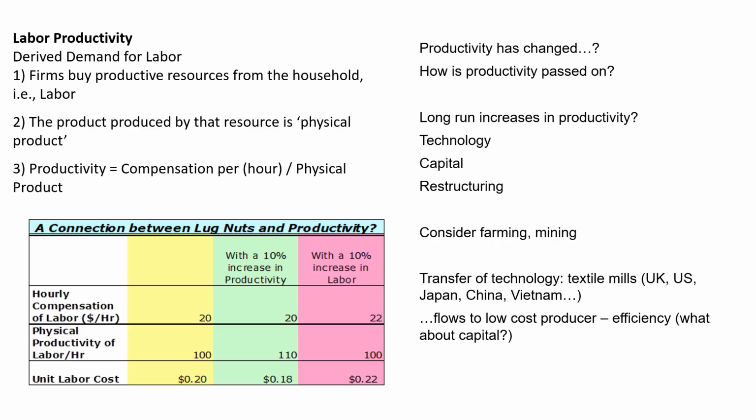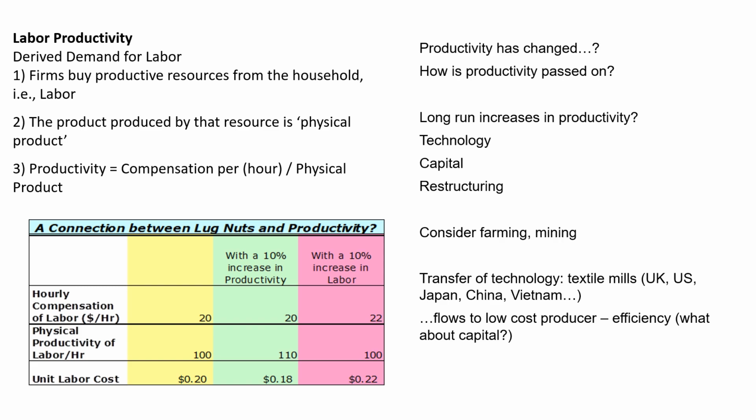So in this case, we're talking about the production of those lug nuts, right? Again, the title here is a connection between lug nuts and productivity, something very, very simple. But bear in mind, this is pretty much how the BLS, the Bureau of Labor Statistics, under the Department of Labor, determines and measures productivity. And they publish it on a quarterly basis.